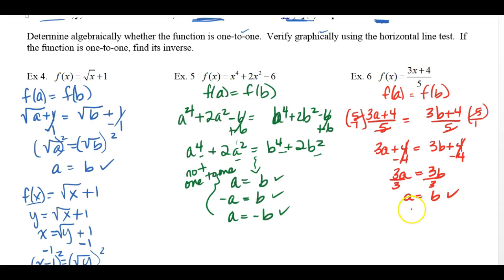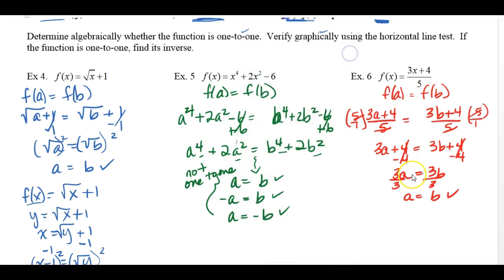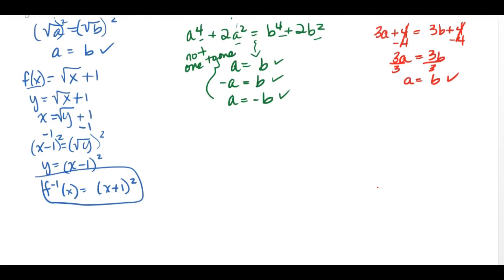Bam, it works. So if a is negative, b is negative. If a is positive, b is positive. There's really only one way it works. If a is negative and b is positive, it won't work. So this one is one-to-one. So if we graph this, verify it by graph. Can it pass the horizontal line test? Yes, it does pass. So there should be an inverse function. So now we do part 2, and we find the inverse function.